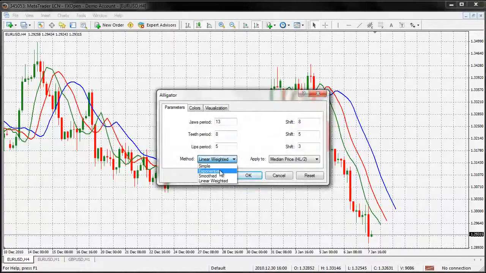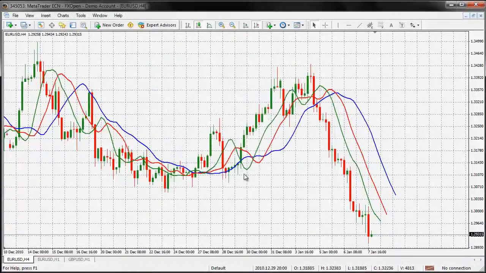I don't really use this indicator a lot because it's a little bit weird and a lot of false signals can come off of it. But the general rule of thumb is this.